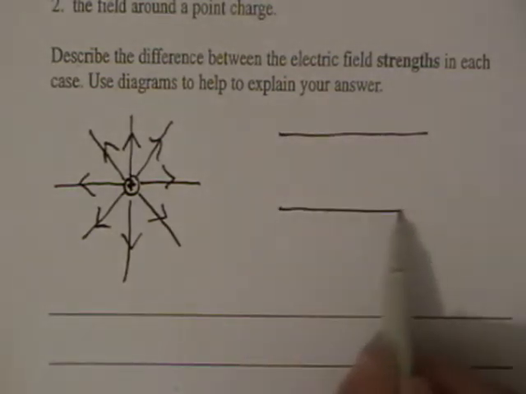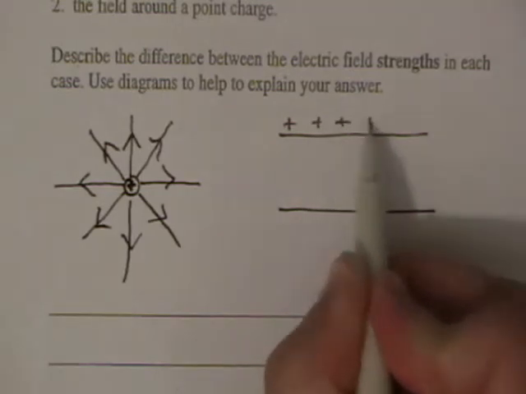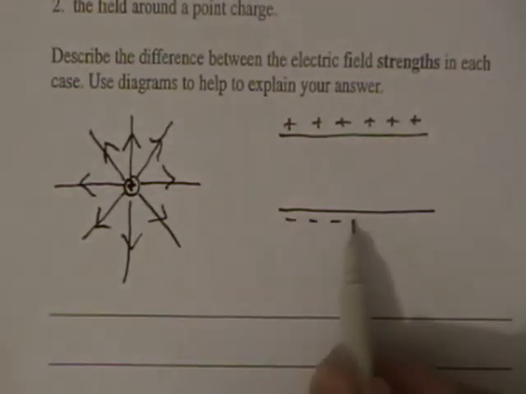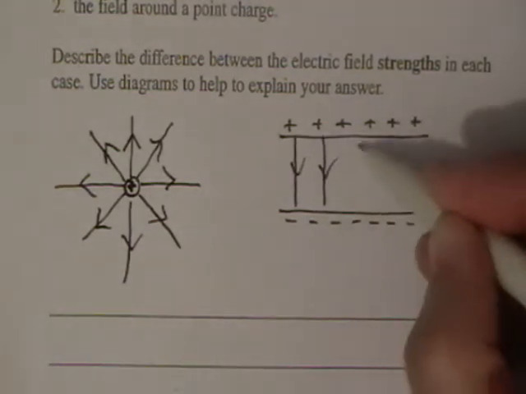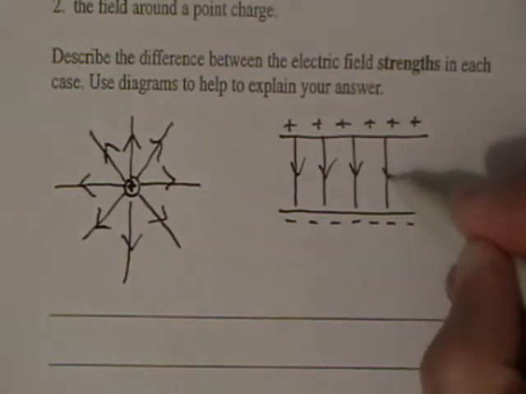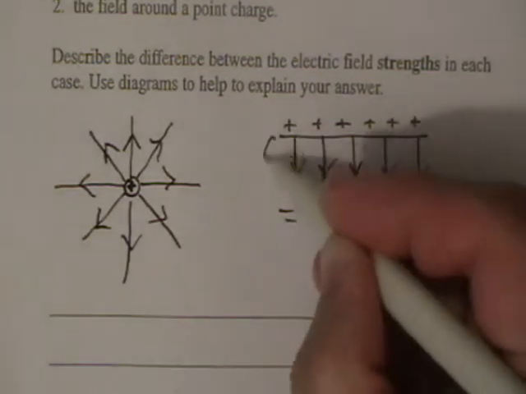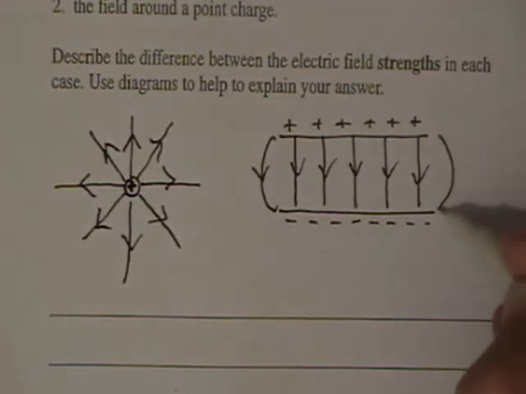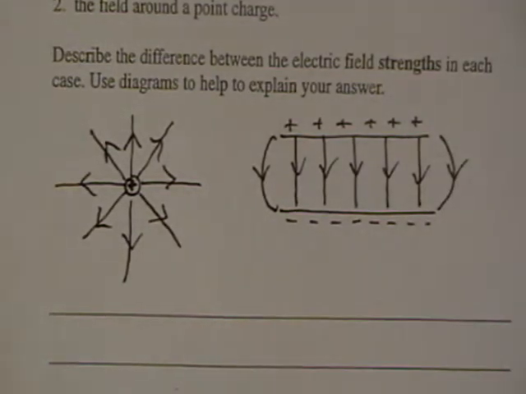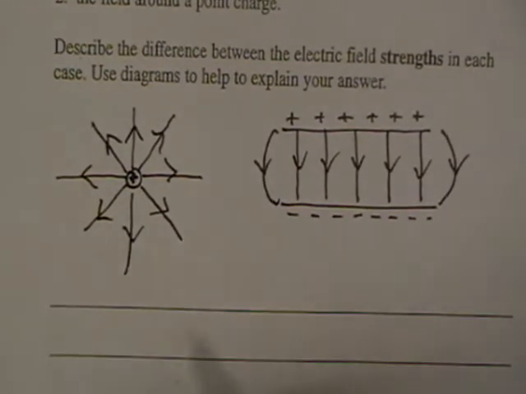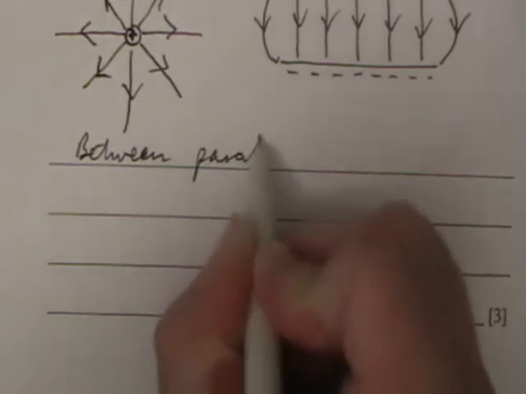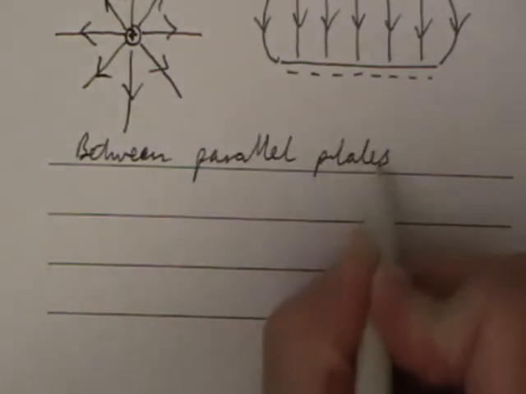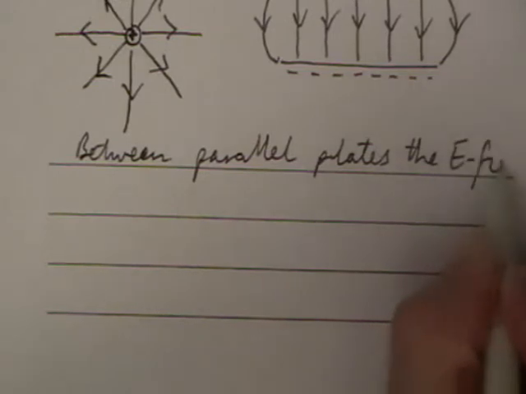For a positive plate on the top and a negative plate on the bottom, what we get is equally spaced parallel field lines, like so. And it's the direction a positive charge would move, curved just outside those fields. Okay. So what's the difference? Well, between parallel plates we get a uniform field. So the field is uniform.